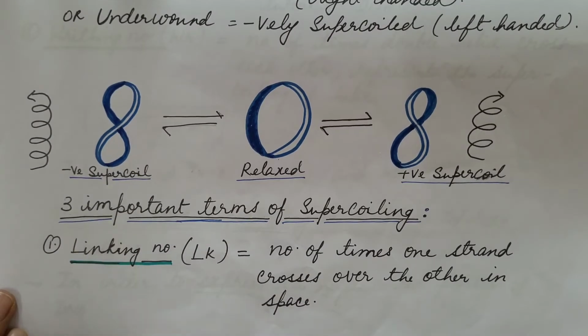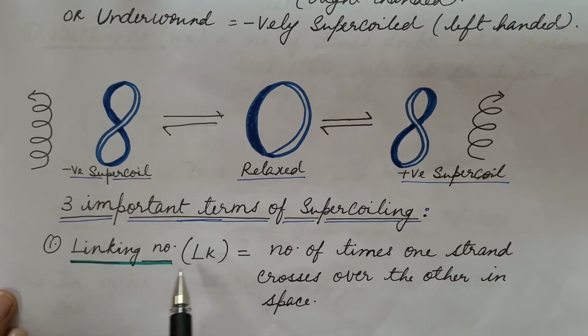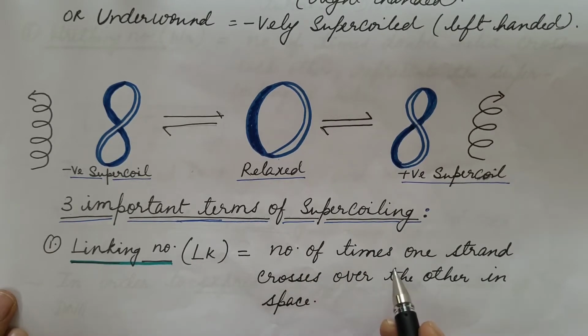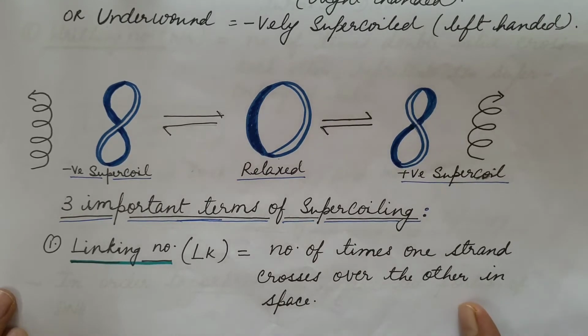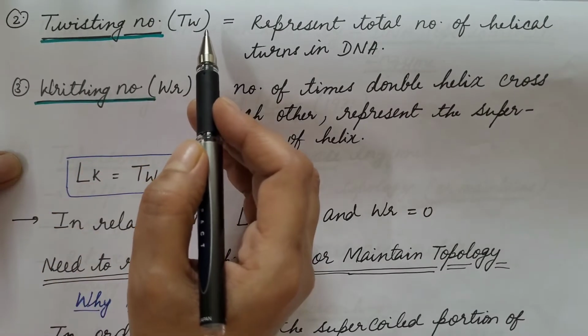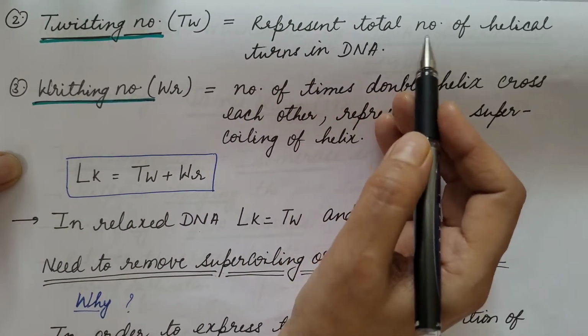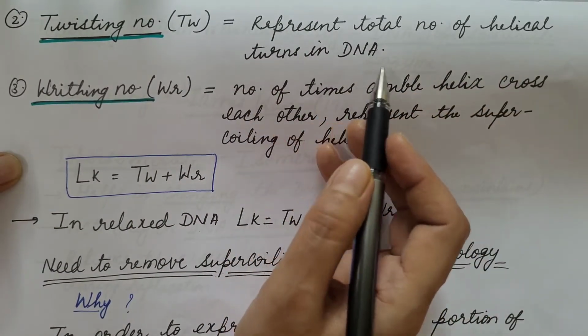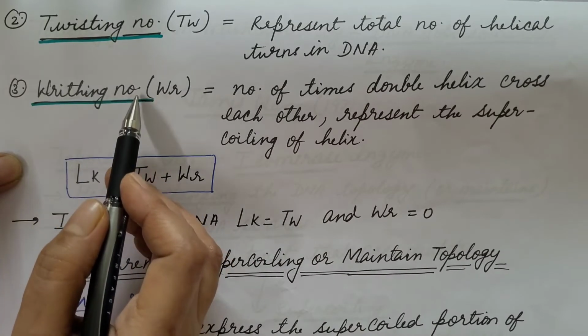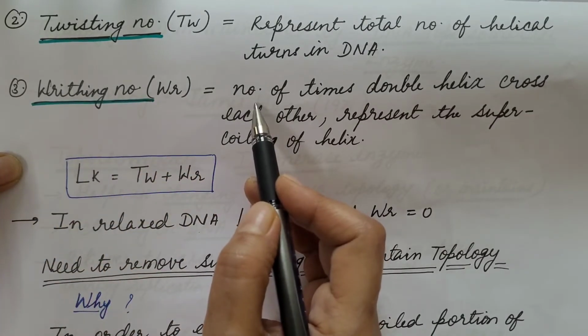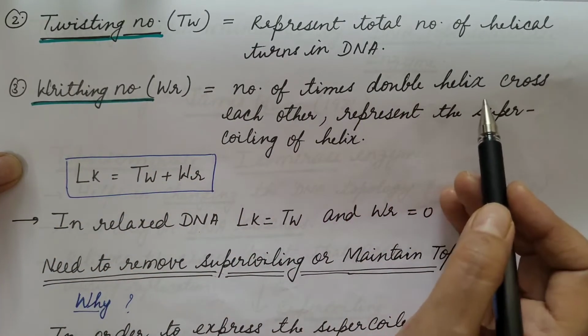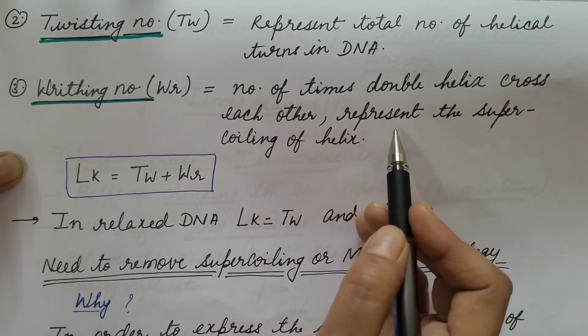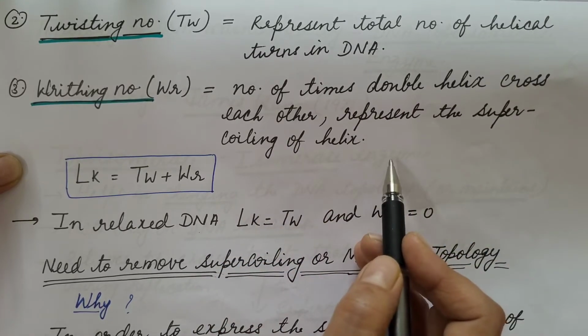Now let us see some important terms of supercoiling. There are three important terms. First is the linking number, denoted as Lk. It is the number of times one strand crosses over the other in space. Second is the twisting number, Tw. It represents the total number of helical turns in DNA. Third is the writhing number, Wr. It is the number of times the double helix crosses itself. It represents the supercoiling of the helix.